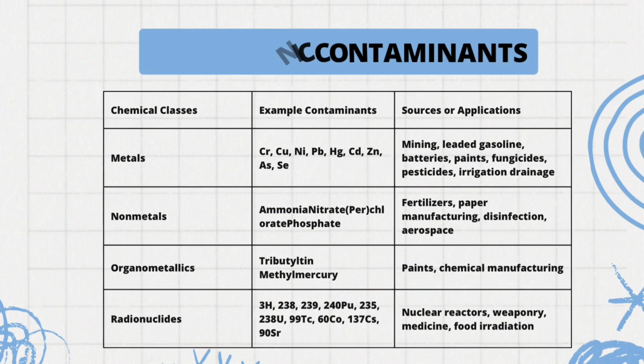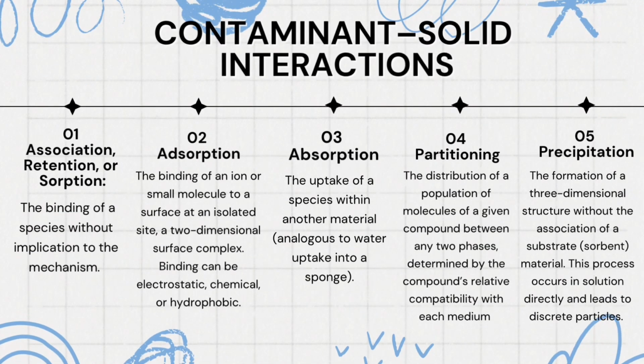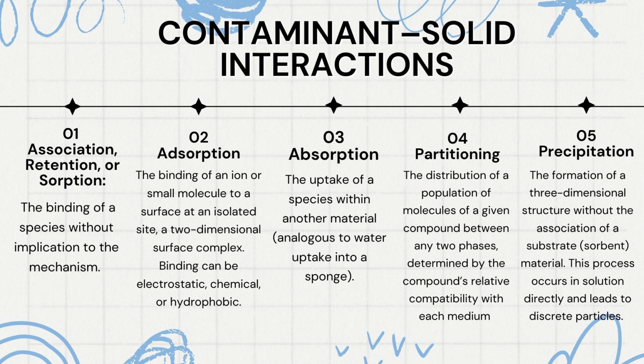Now let's proceed to the solid and contaminant interaction. An important factor affecting bioavailability of contaminants is their interaction with solids in soil and sediments. First is association, retention, or sorption. In the context of soil and sediment, association, retention, and sorption collectively describe the processes by which contaminants, particularly organic ones, form connections with solid particles.